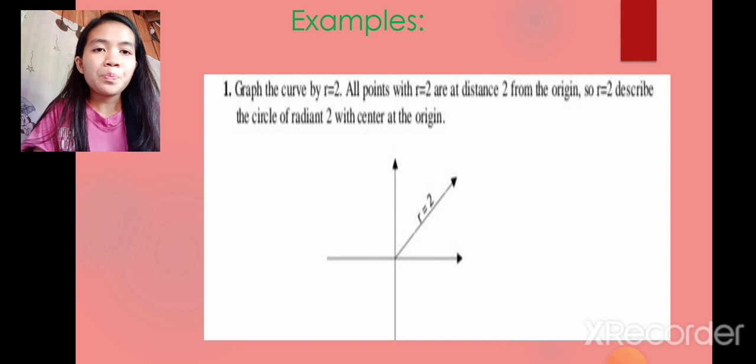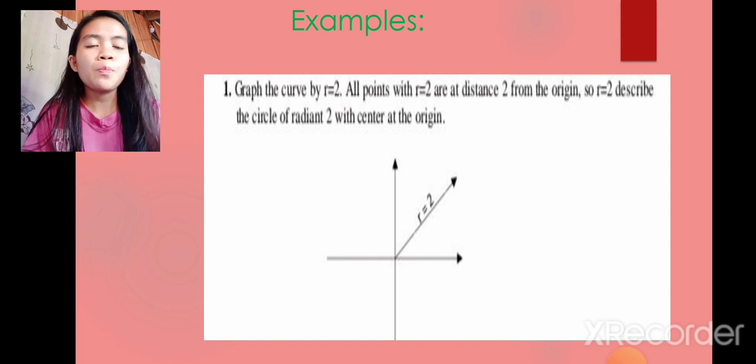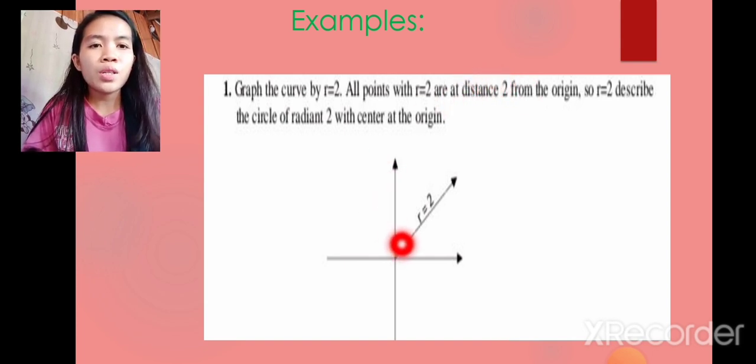For example, the graph of the curve r is equal to 2. All points with r equal to 2 are at distance 2 from the origin. So r is equal to 2 describes the circle of radius 2 centered at the origin. So this is the graph of r is equal to 2.